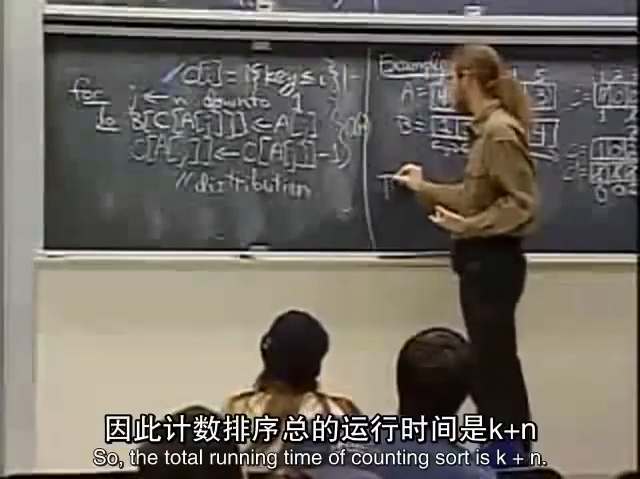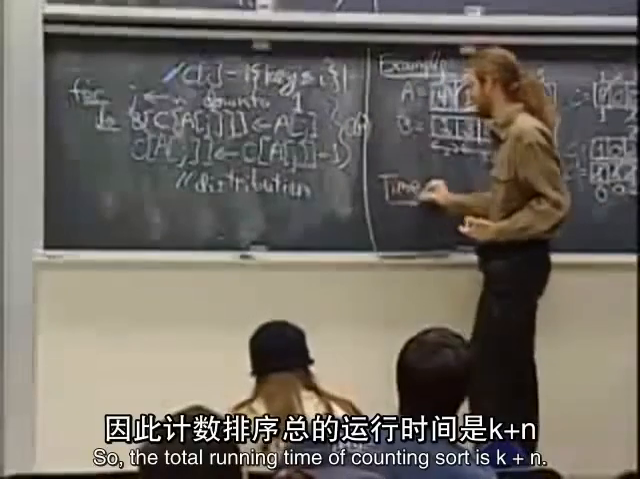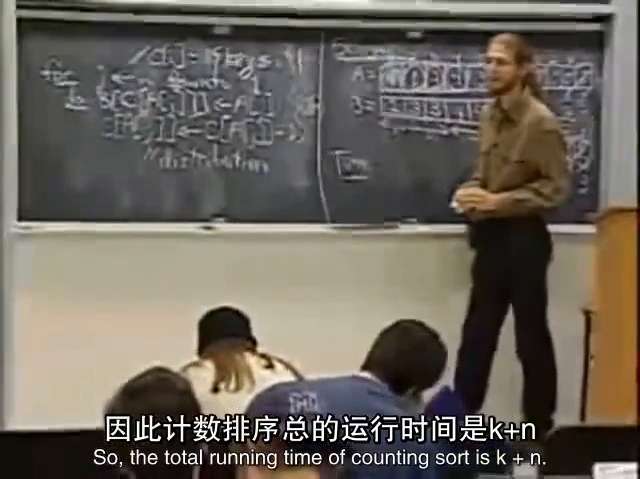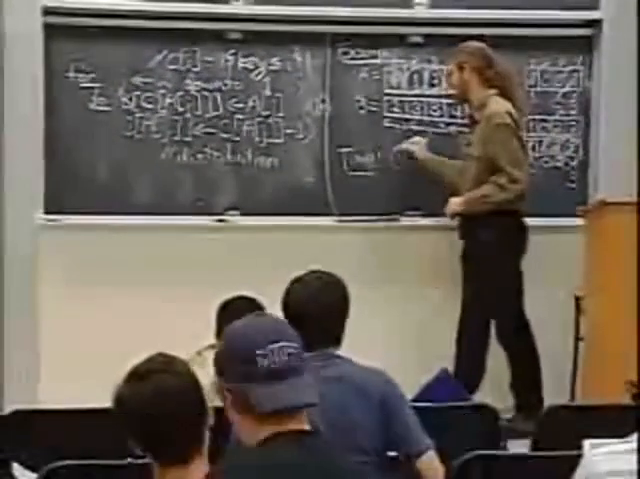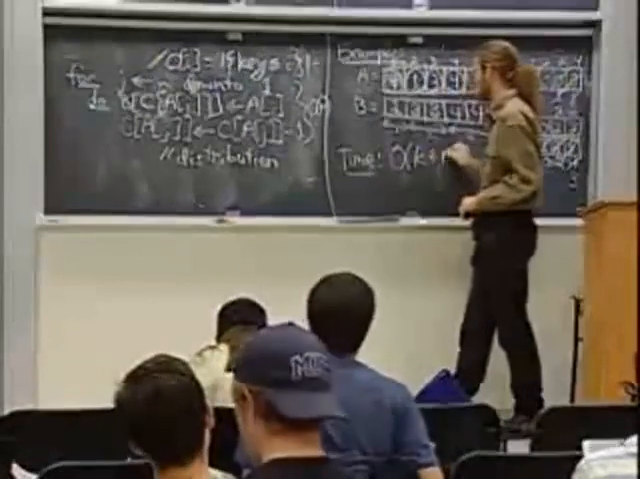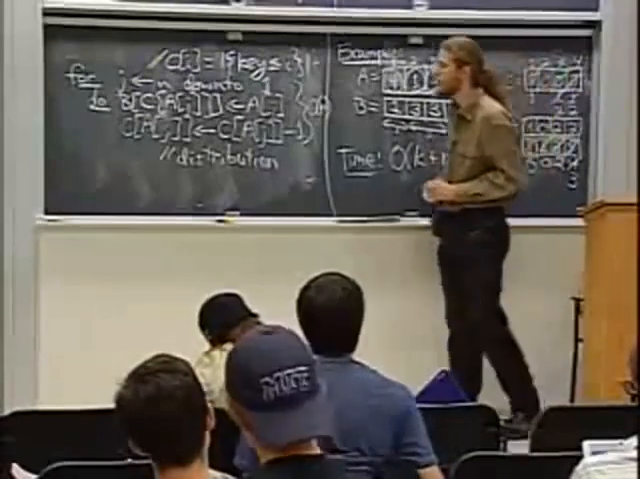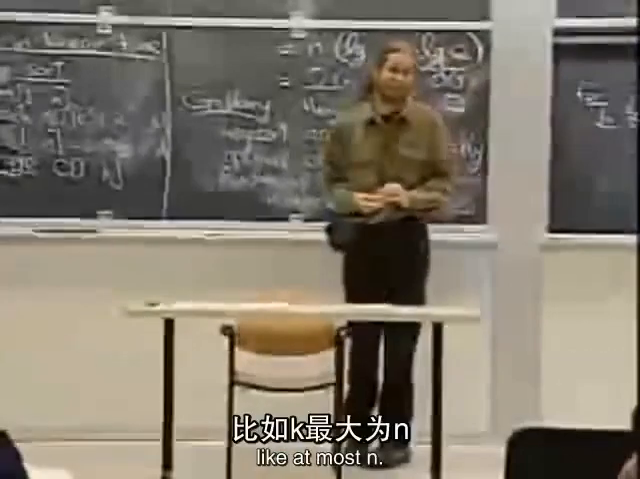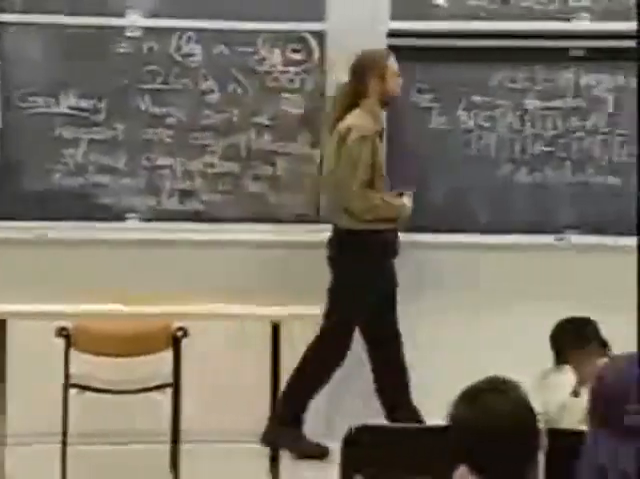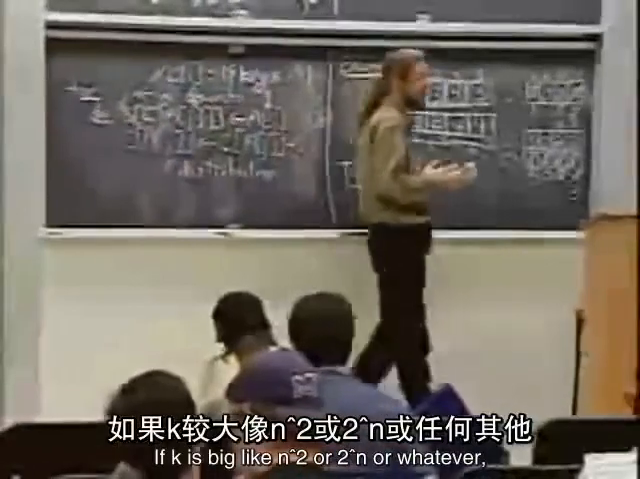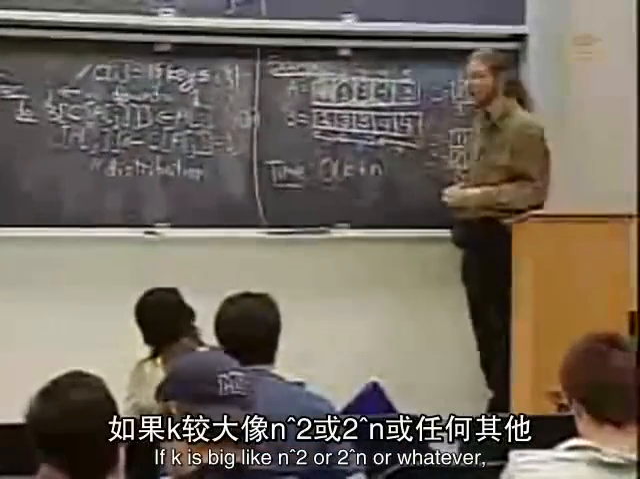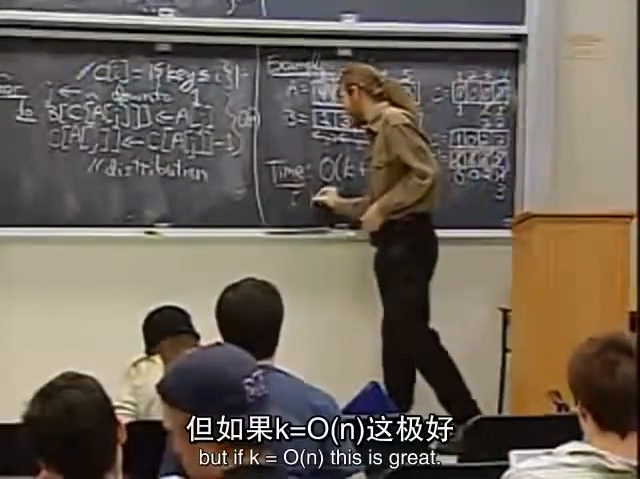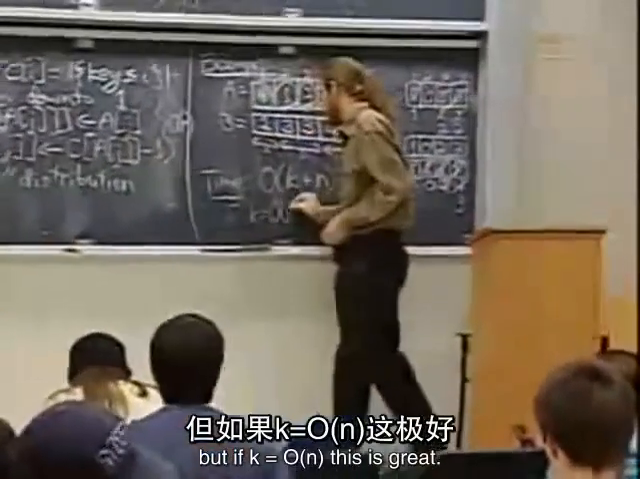So the total running time of counting sort is k plus n. Okay, and this is a great algorithm if k is relatively small, like at most n. If k is big, like n squared or 2 to the n or whatever, this is not such a good algorithm. But if k equals order n, this is great.